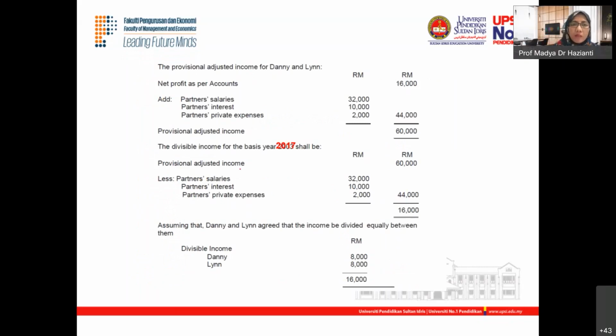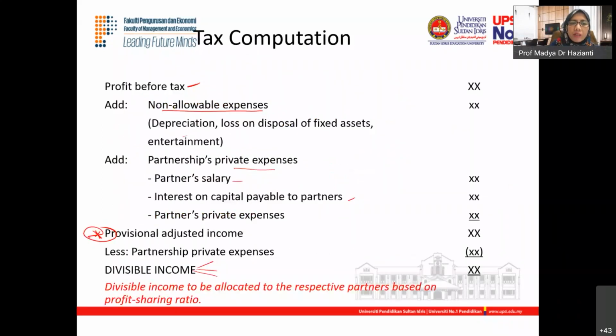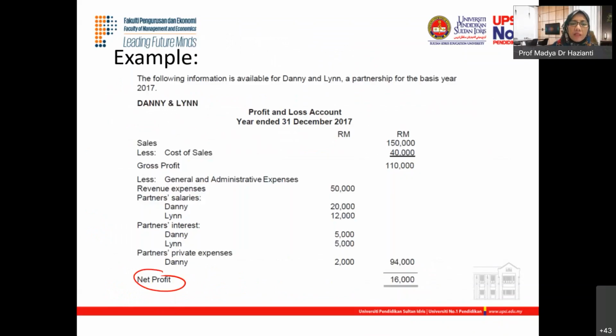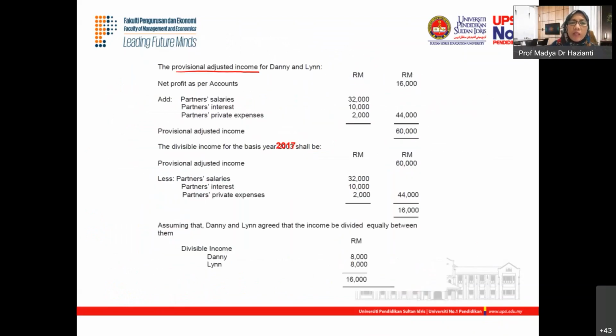Okay, so first step is to cari or to compute the provisional adjusted income dulu. Sebab remember we go back to this format tadi, mana? Okay, here nampak? Profit before tax. Kita kena start dengan profit before tax and tambah balik all the expenses ni, baru kita dapat provisional adjusted income. So this is the step 1. Dapat net profit. So kita akan start with provisional adjusted income. We start with net profit, 16,000 tadi kan? Here, 16,000.